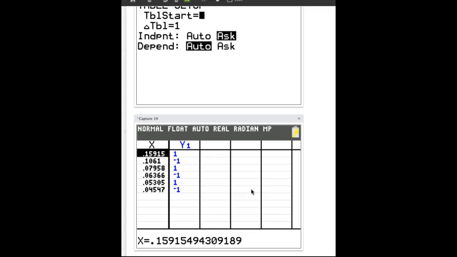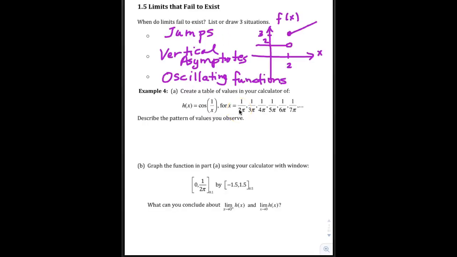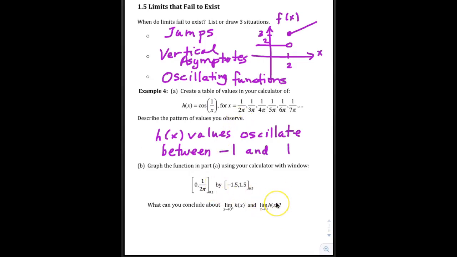I'm just going to go back here and write the pattern that we observe. So we'd say the h of x values jump or oscillate between negative 1 and 1. The next thing we'd like to do is input this window in our graphing calculator, and see what we can conclude about the limits from the right and the limits from the left. Maybe just by looking at the graph, we might have to go back and modify the table.